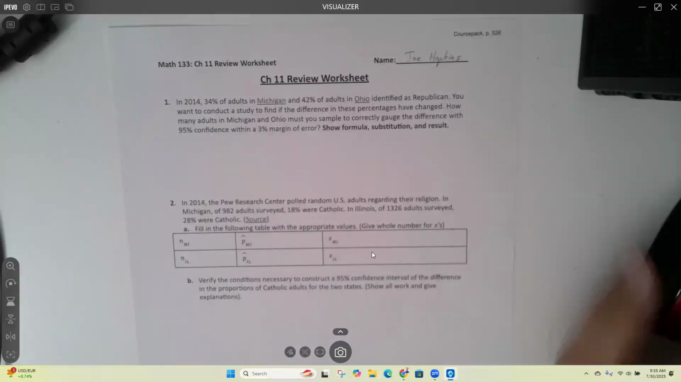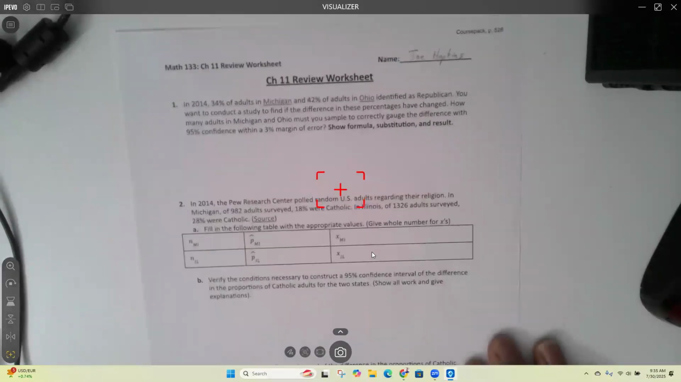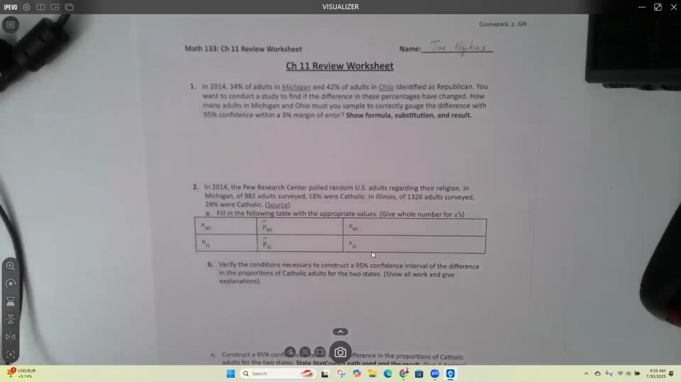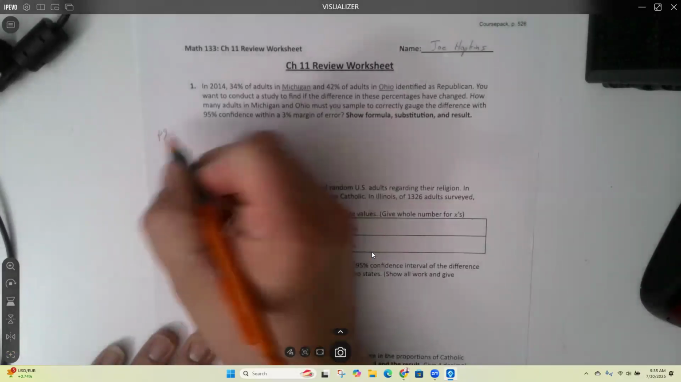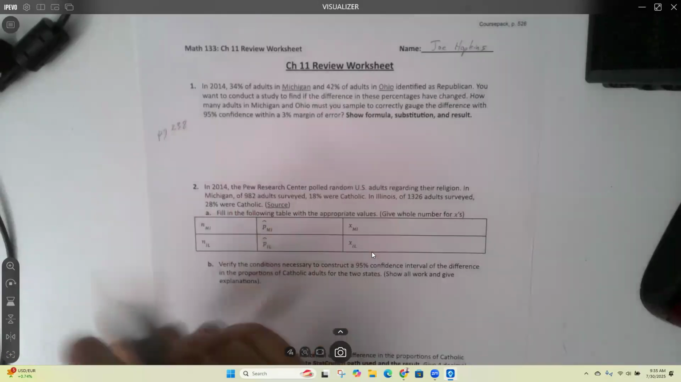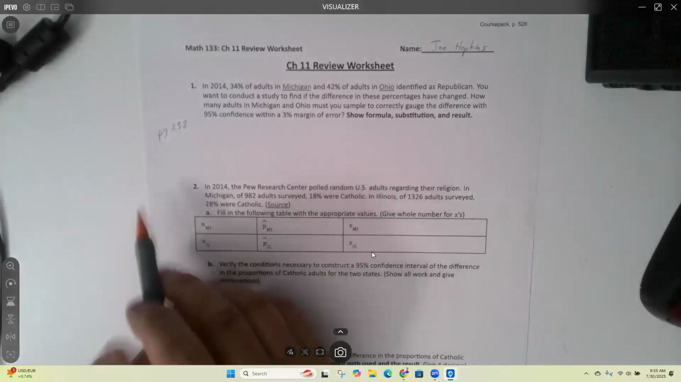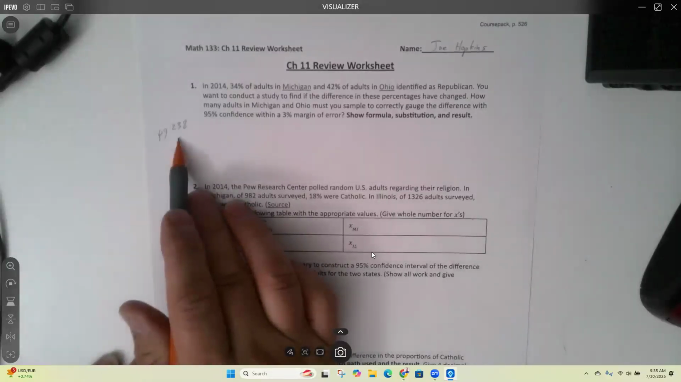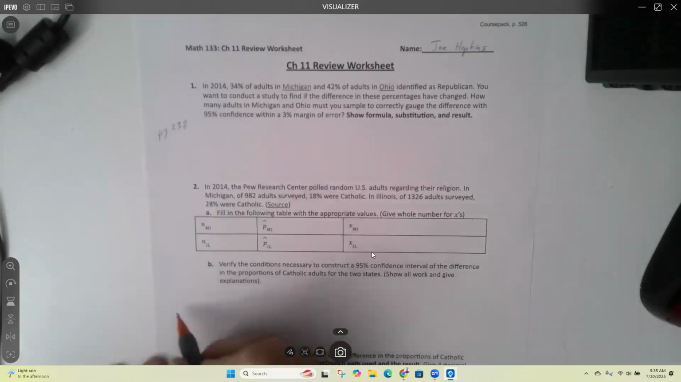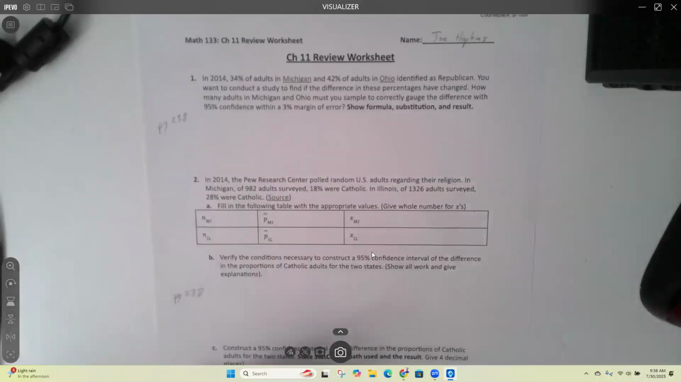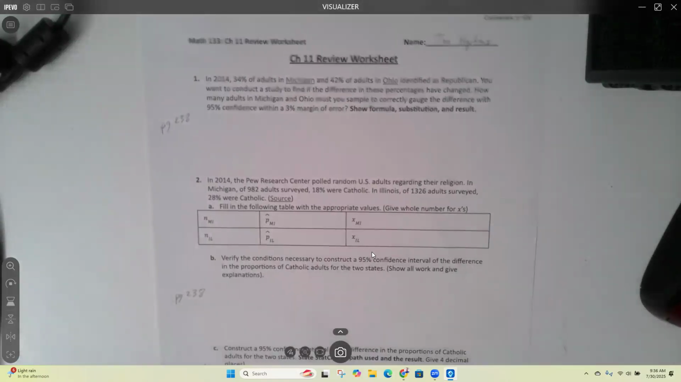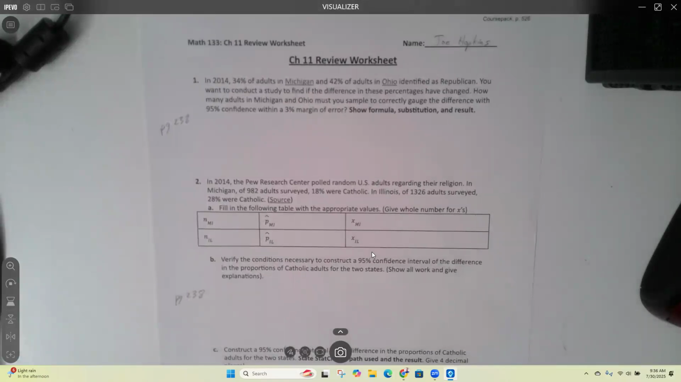All right, so Chapter 11 review. I'm going to give you some quick info on where to find some of these. Page 238, and this one here is also page 238. Page 227. Most of that stuff is pretty easy, so I don't think you need too many hints on that.